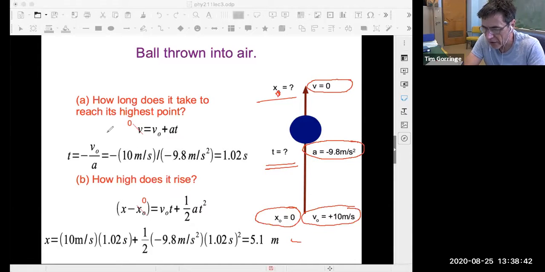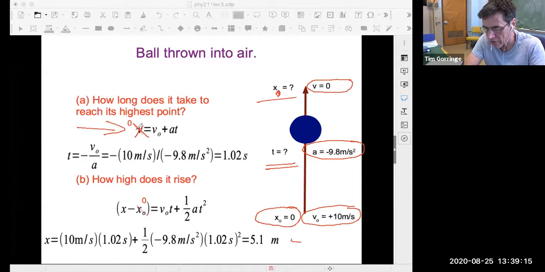Okay, so let's figure out how long it takes to get to the highest point. For that, I'm going to use this equation of motion: final velocity equals initial velocity plus at, acceleration times time. I'm going to apply it to my particular situation, where the final velocity is 0. So again, this more complicated equation gives us a simpler equation in this special case where the object is stopped at the final moment, just like the car was stopped at the final moment.